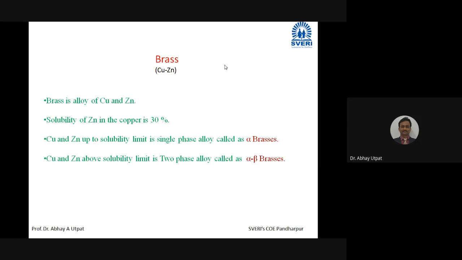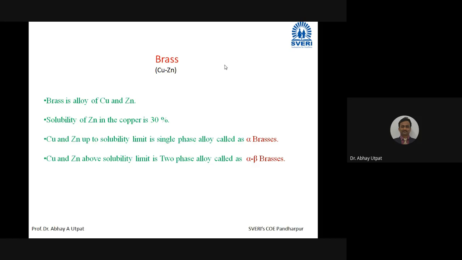But now you take one more pot where you add 40% of zinc and remaining is copper. If you melt it and solidify, and if you see the microstructure, you will observe two solids. So that will be another phase, beta. Out of the 40% zinc you add, 30% gets dissolved and remaining 10% will form the intermediate phase. So such an alloy is alpha beta brass. These titles are given according to the presence of phases.